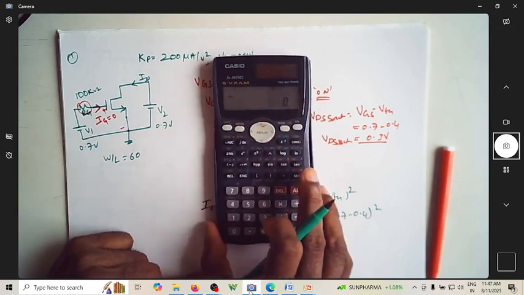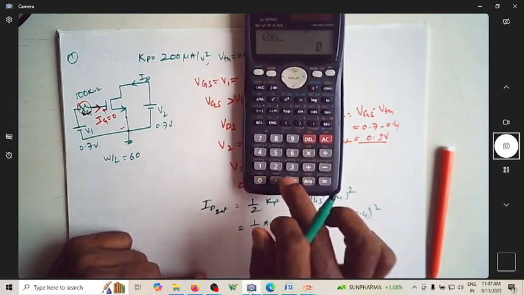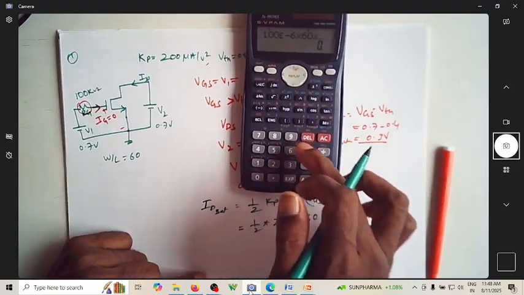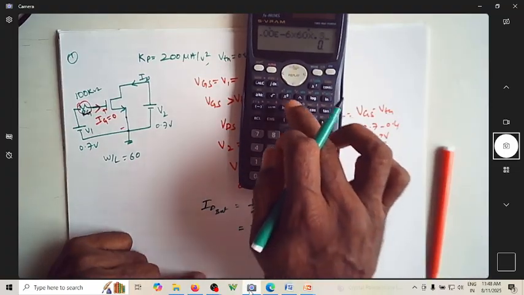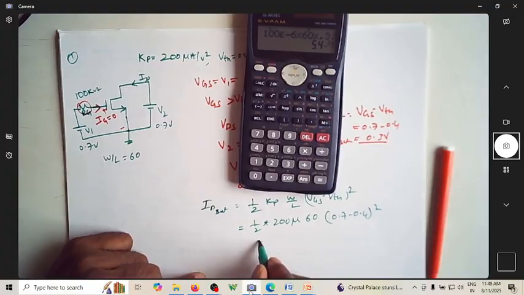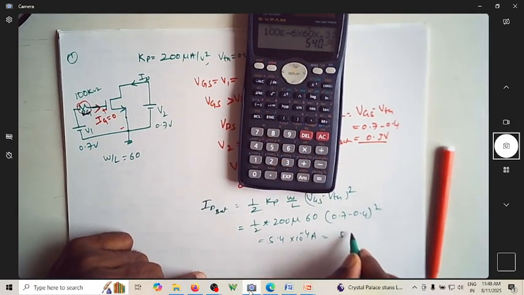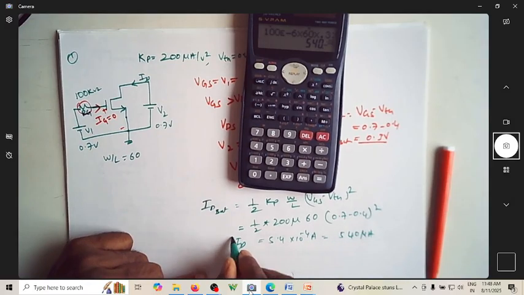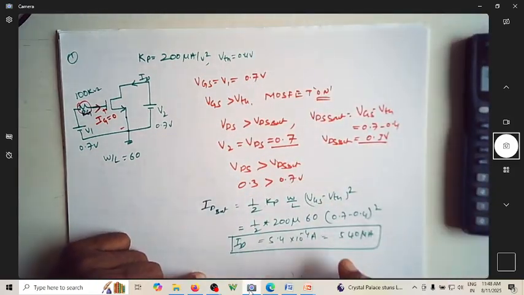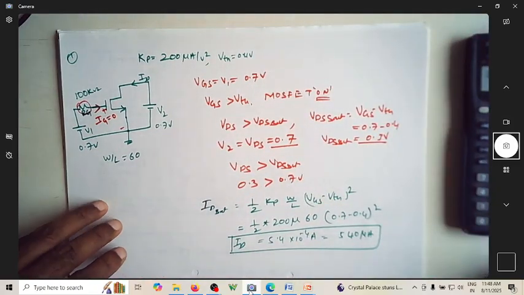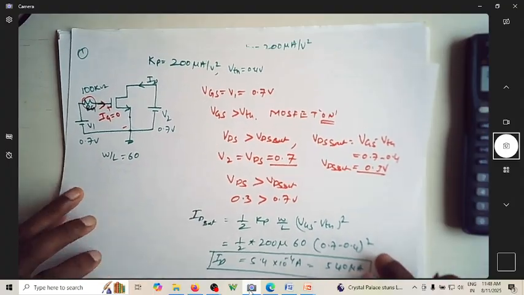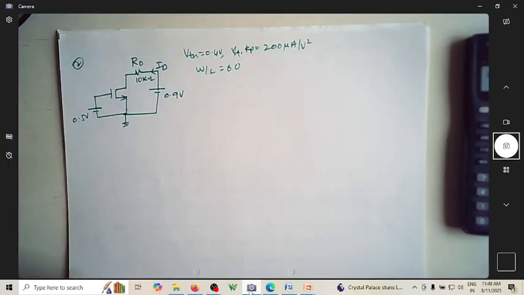This comes out to be 60 into 0.3 square, which is 5.4 into 10 power minus 4 ampere. On pressing engineering, it is 540 microampere. So the drain current is 540 microampere, correct? This is as simple as it is. So let us move on to the next question.